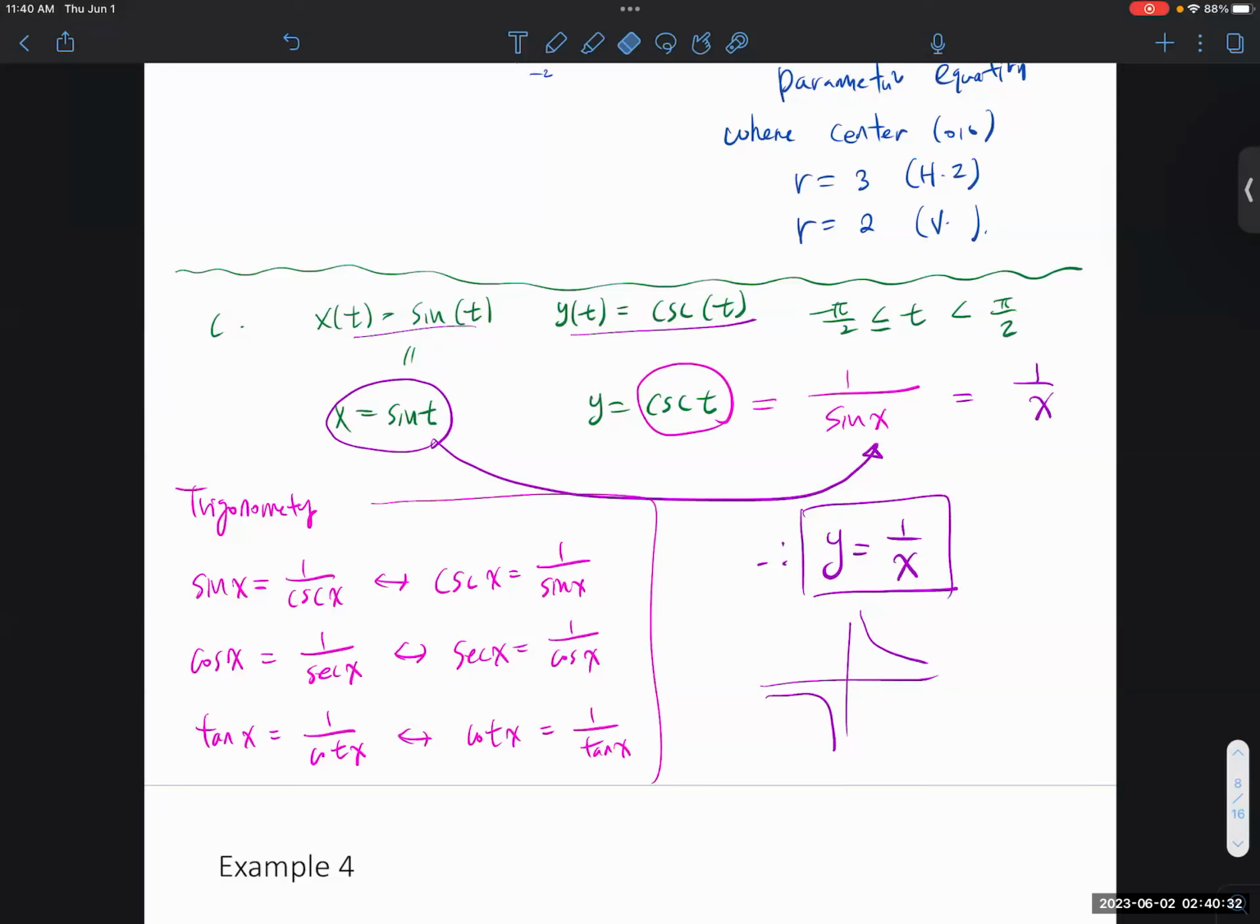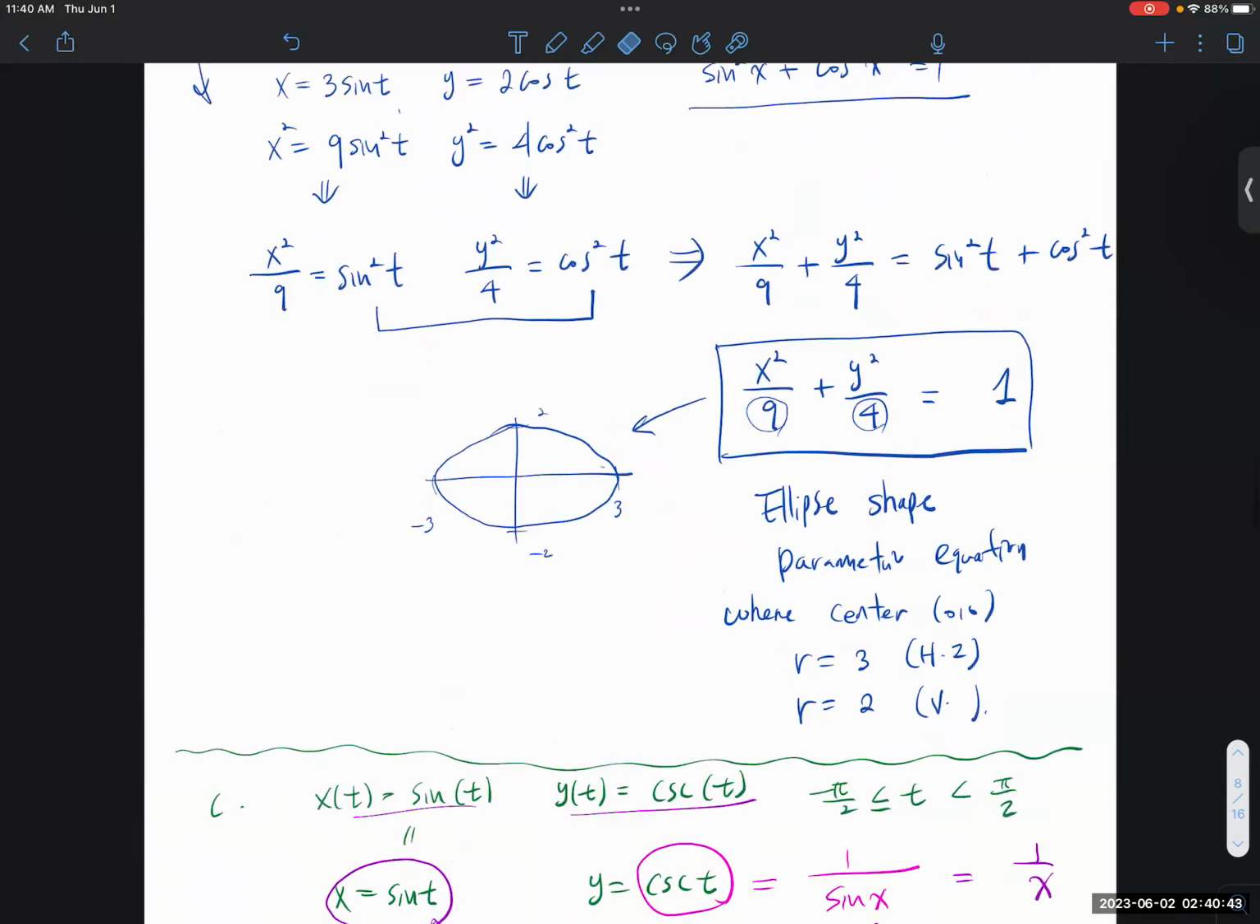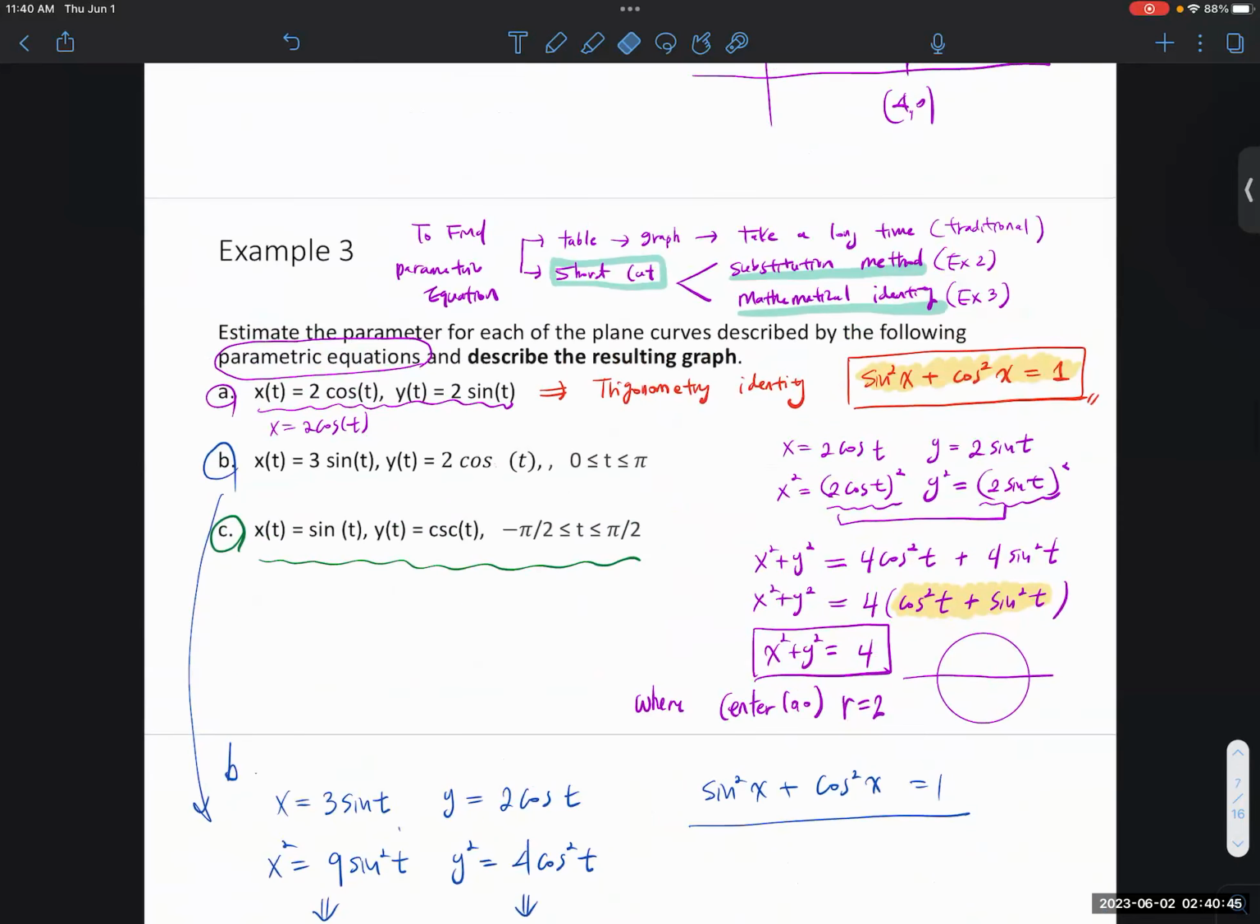So I'm showing you many problems you can think about and practice with me, and definitely here are a couple of strategies you can utilize. Let me go up one more time. I showed you the traditional way, but there's a limitation: it takes a long time to find the parametric equation. So either using the substitution method or a mathematical identity for complicated functions is going to be much more helpful.